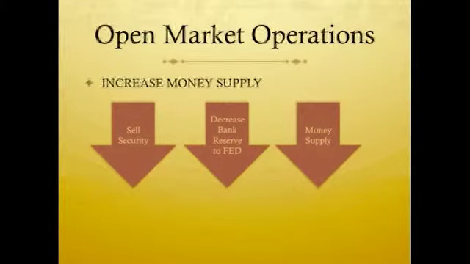In order to decrease the money supply, the Fed will sell government securities to the private sector, and it decreases bank reserves at the Fed. And the decrease in bank reserves will decrease the money supply.